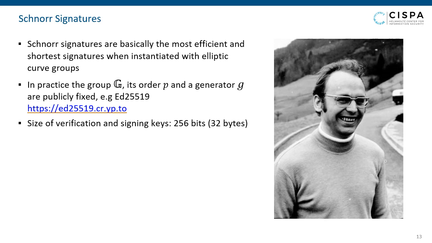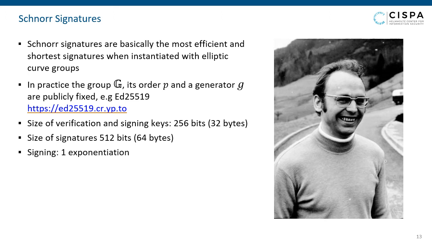So here the signing keys are in fact short enough to store them, say, in a human readable password. The size of the signatures is twice as long. It's 512 bits or equivalently 64 bytes, which is also still quite short. To compute signing, we have to do just a single exponentiation, and for verification, we need to do 2 exponentiations.